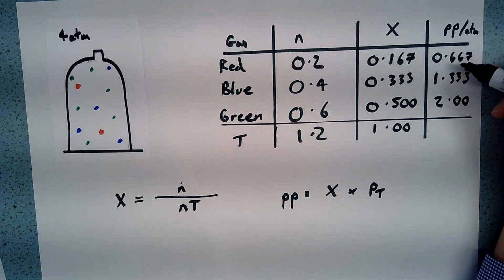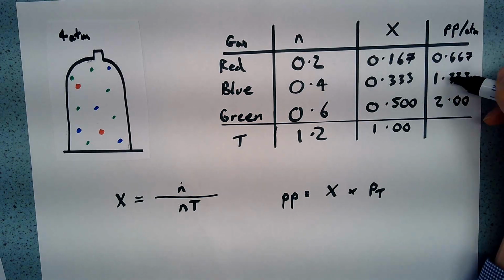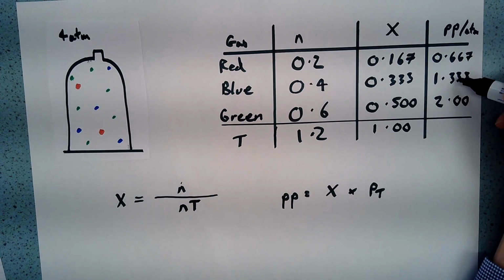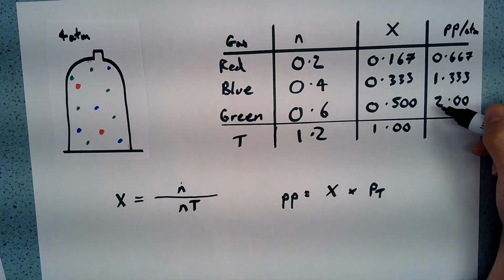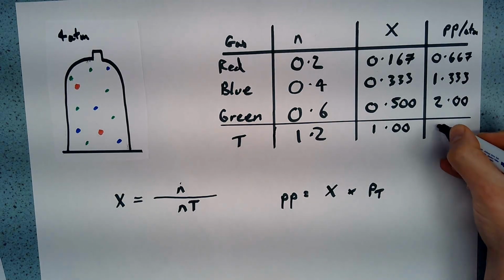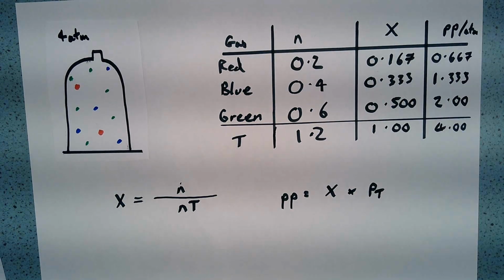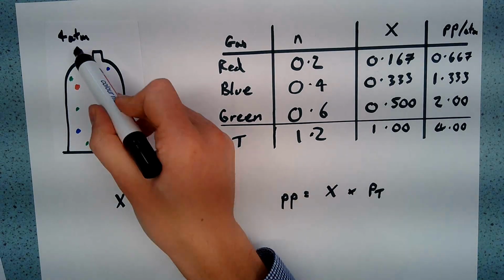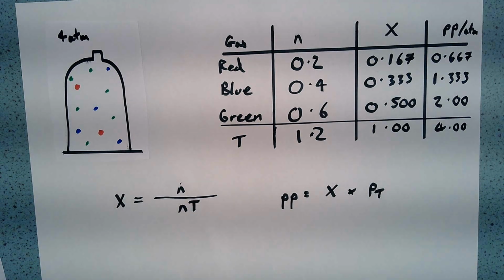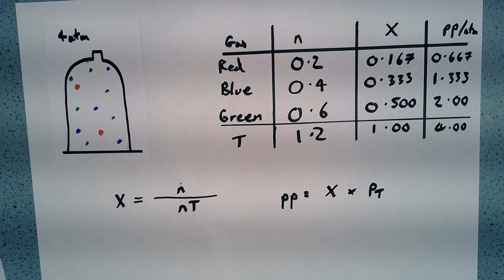Okay, and as we can see, if we take the 0.667 and 0.333, add those two together, that makes 1, and then we add the 1.333 that's 2, and then we add the 2 from green, that gives us a total of 4, which is equal to the total pressure at the top. And that's how we'd calculate a partial pressure and a mole fraction.